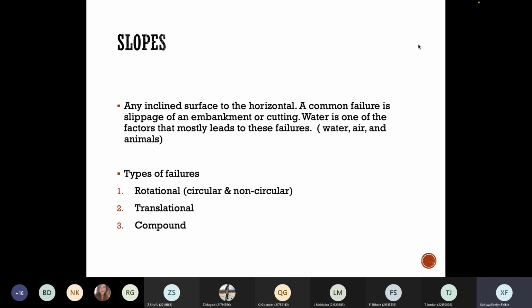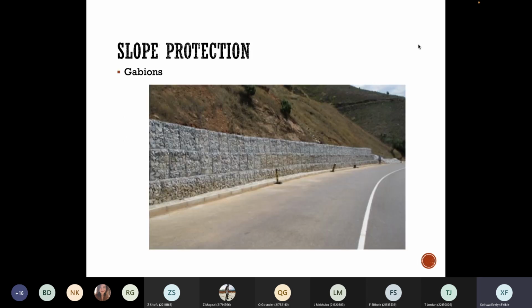Those are circular and non-circular. You'll have translational slip, the ones where they slip, and then you'll have the compound ones. They have examples in your books in terms of pictures of what those are. Slopes, like we said, if we're looking in terms of road, they talk about slope protection, and in your book they tell you they can use all these things to protect the slopes.